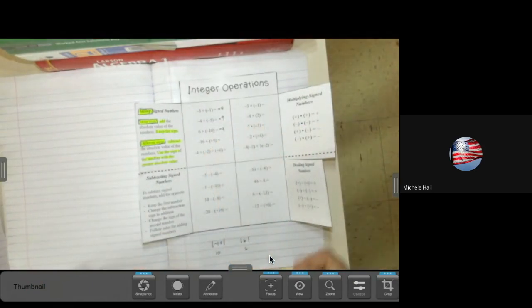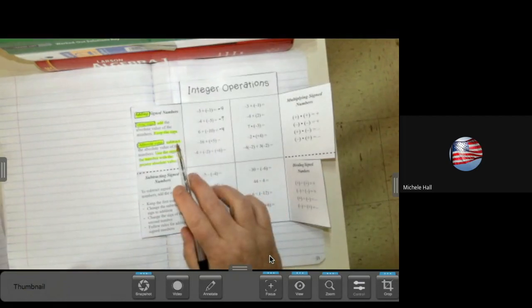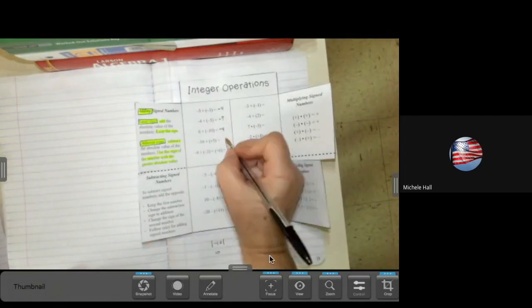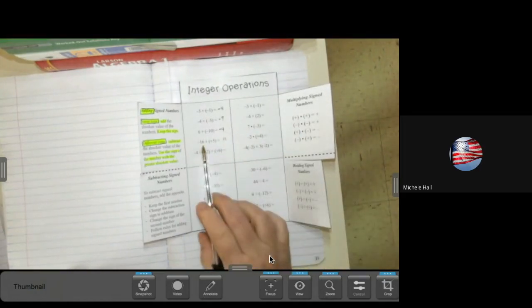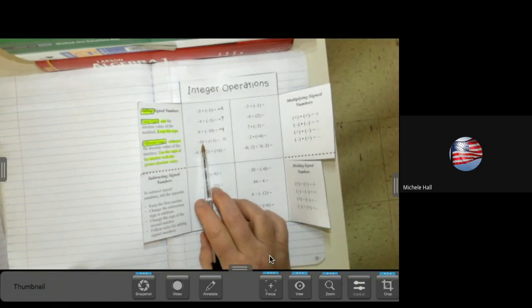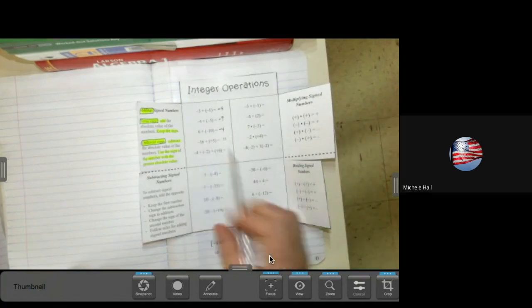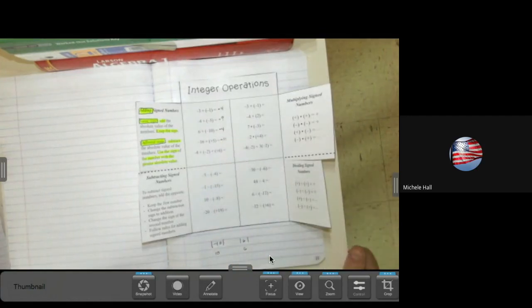All right, moving on to the next one. Are we adding like signs or different signs? These are different signs. So the first rule says that we're going to subtract 16 minus 5. And then we take the sign from the larger absolute value. Which number is going to have a larger absolute value? -16 or 5? 16. -16 is going to have the larger absolute value. So we're going to take the sign from 16. Okay, go ahead and try the last one.